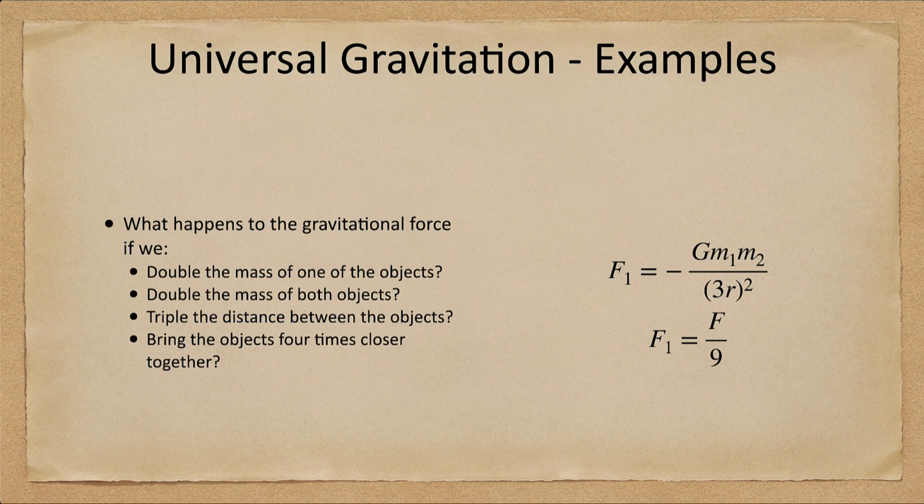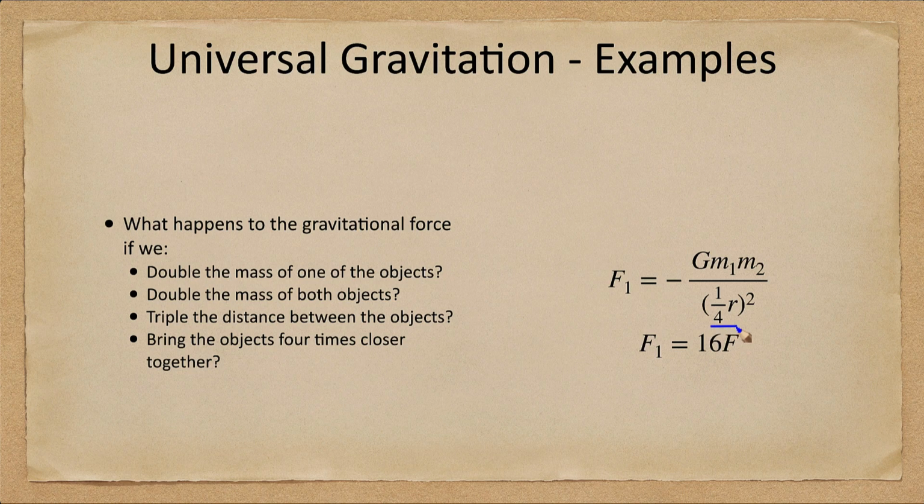And the same thing can happen if you bring the objects closer together. In this case, we are bringing them 4 times closer together. So the distance is now 1/4 of what it was. And that is going to be 1/4 squared, which is 1/16. But that's 1/16 in the denominator, which means 16 in the numerator. So the force will now be 16 times the original force by bringing those two objects 4 times closer together.